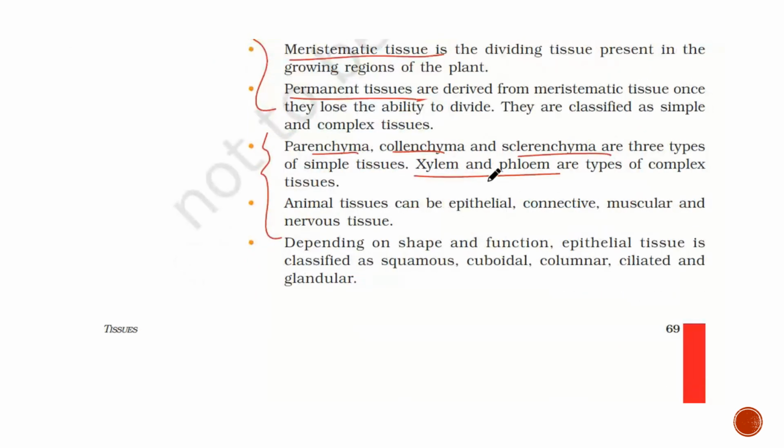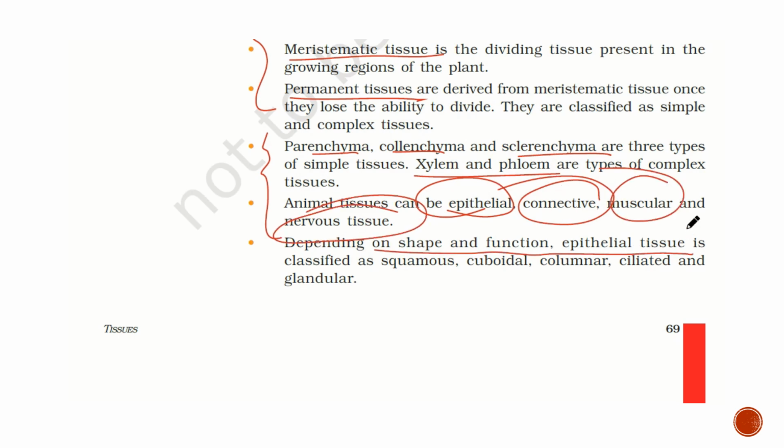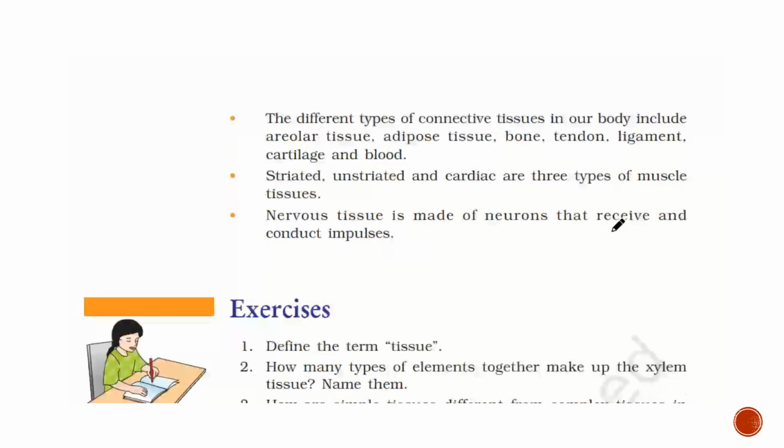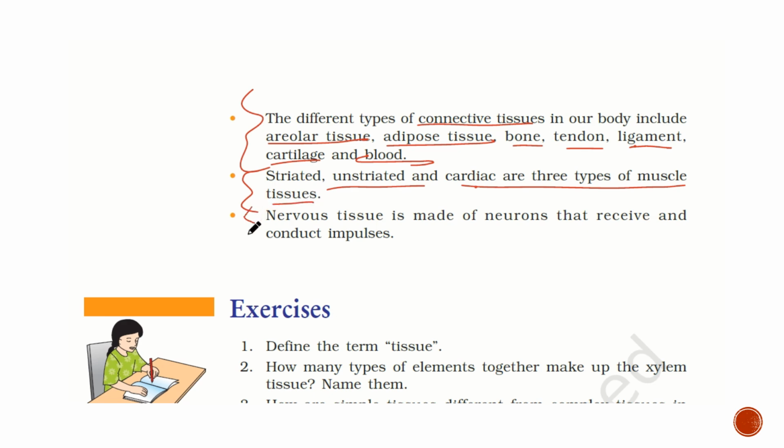We have studied epithelial tissue, connective tissue, muscular tissue, as well as nervous tissue, depending on shape and function. The epithelial tissue we have classified with diagrams and functions: squamous epithelium, cuboidal epithelium, columnar epithelium, ciliated and glandular epithelium. Is it clear? Now in today's class we have studied different types of connective tissue: adipose connective tissue, areolar tissue, bone, tendon, ligament, cartilage, blood and all. Striated and unstriated cardiac muscles we have studied. Nervous tissue is made up of neurons that receive and conduct impulses.